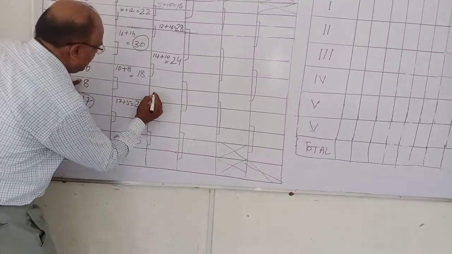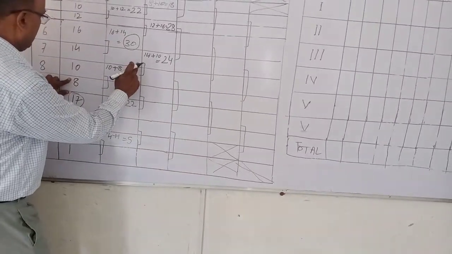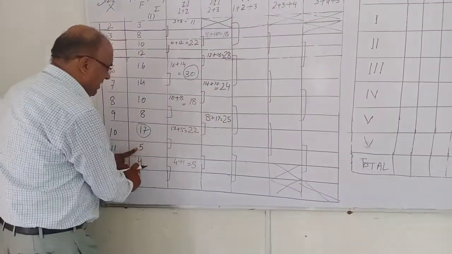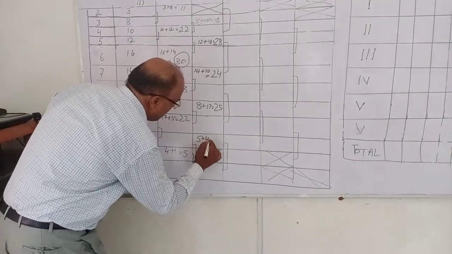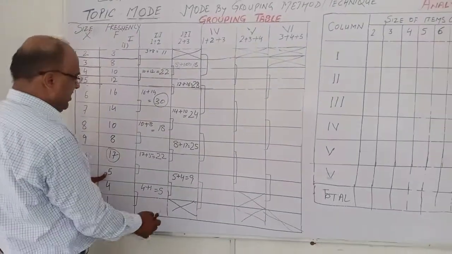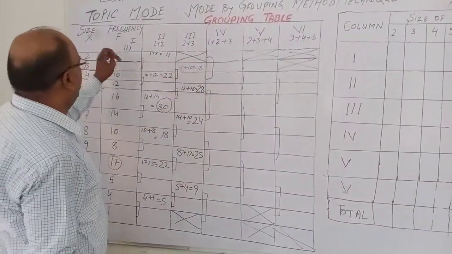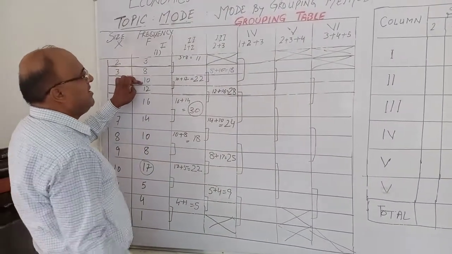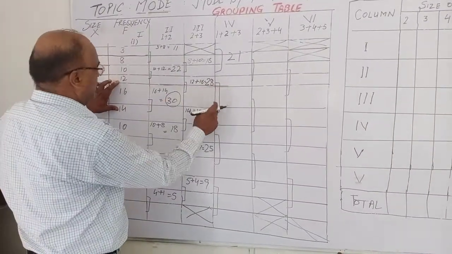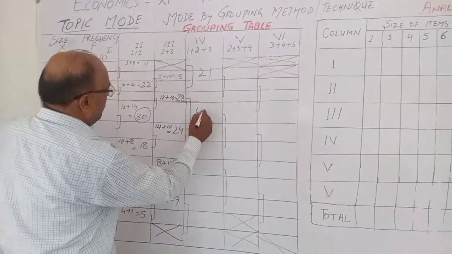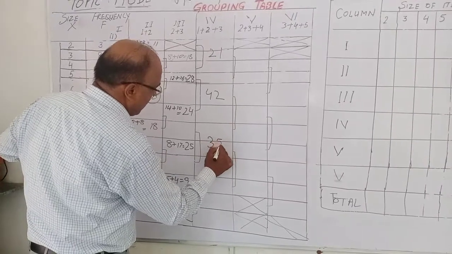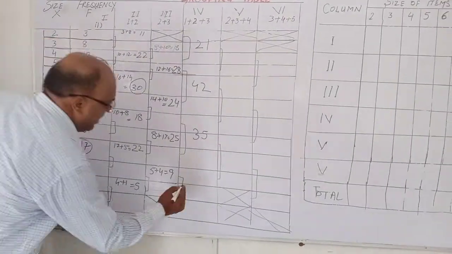8 plus 17, 25. 5 plus 4, 9. And this column is blank, make it cross, because there is no need. Now 1, 2, 3, add the first 3 columns. 3 plus 8 plus 10, 21. 12 plus 16 plus 14, 1, 2, 3, this is 42. 10 plus 8 plus 17, 35. 5 plus 4 plus 1, 10.